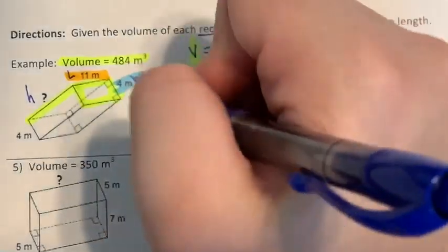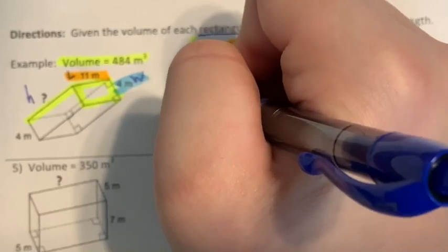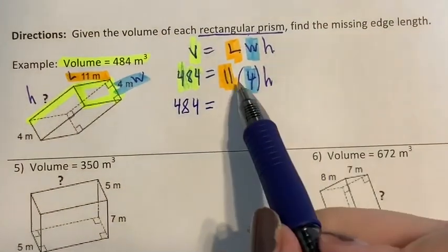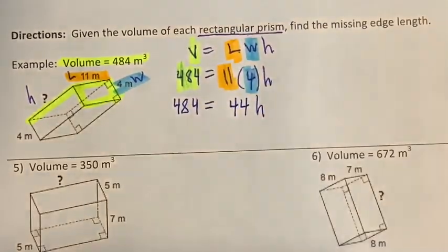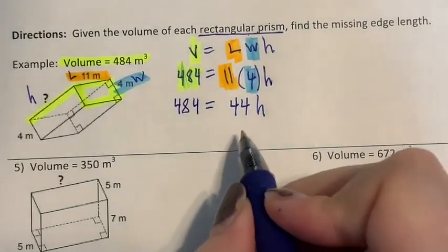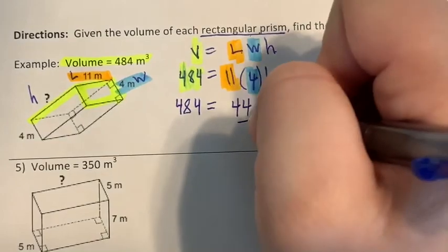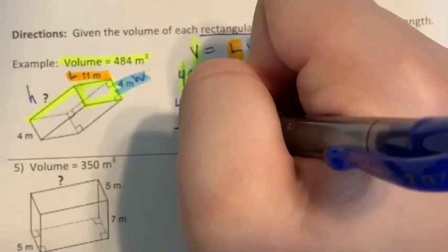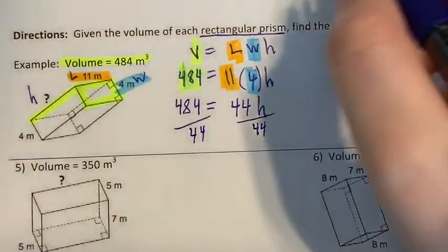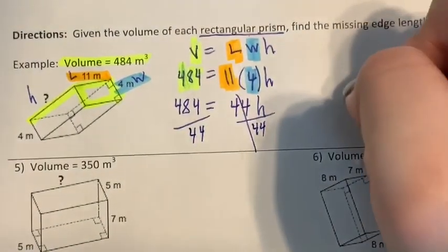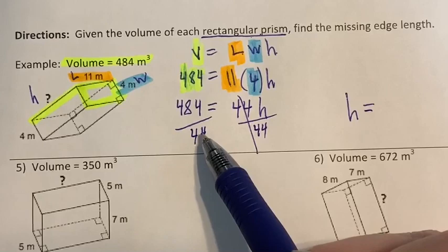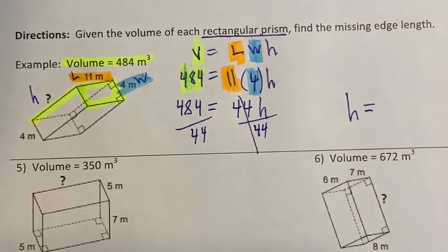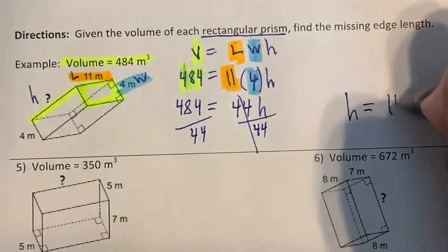So I can simplify. I still have 484 equals. I can do 11 times 4 to get 44H. And then my last step, because this is multiplication, would be divide by 44 on both sides. And then I get my final answer. I would have that my height is equal to, and when I do 484 divided by 44, I get 11.